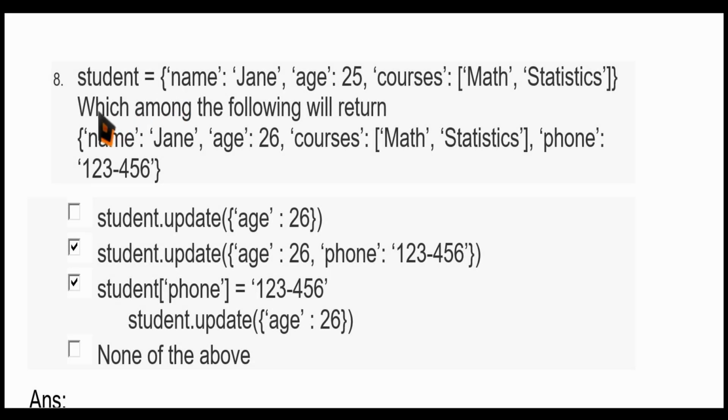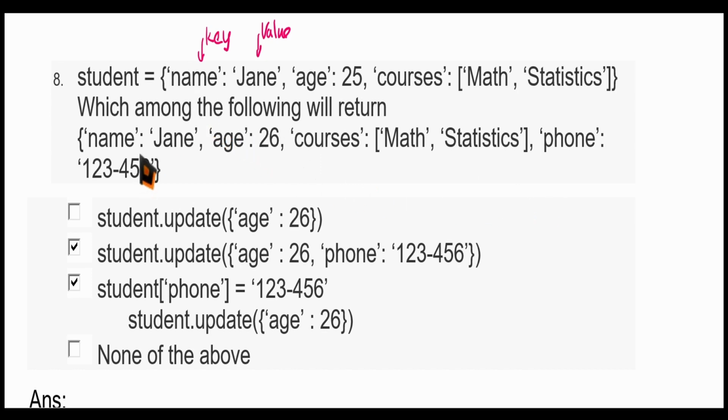In the next example, a dictionary is defined. The name of the dictionary is student, and this is the key, and this is the value for that key. Similarly, there is key age and value is 25. Courses, a list is provided as value, math, statistics. Which among the following will return this one? That means these are the options. Which instruction will return this result?